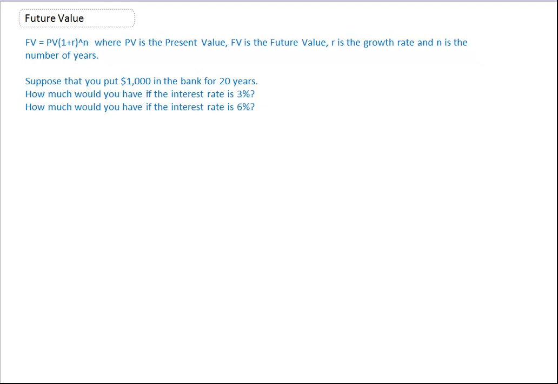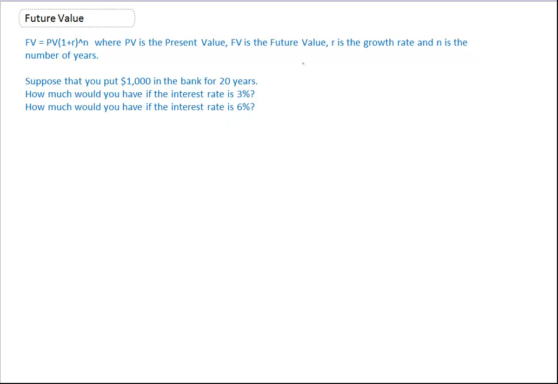So let's do a problem to illustrate this. Let's say you have $1,000. And I wish I had $1,000, I could use that right now, but we'll assume at least you do, and we're going to put it in the bank for 20 years. And the bank's going to give you 3%, which would be nice. And we'll also calculate the same thing at 6%.